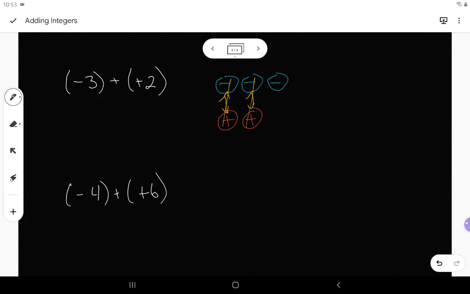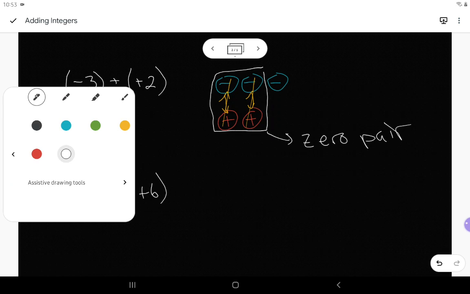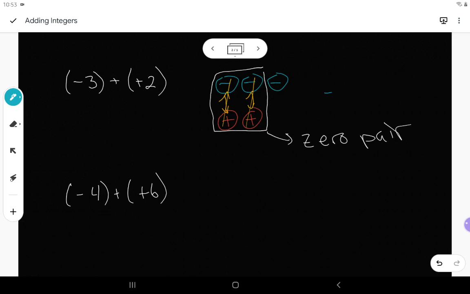Now, in math, we refer to that as a zero pair, but it's much more fun to think of them as eliminating one another. All right, so we've got our zero pair there because our 2 negatives cancel out 2 of the positives, and what we're left with is simply that 1 negative chip all by himself. So we get negative 1 as our answer.